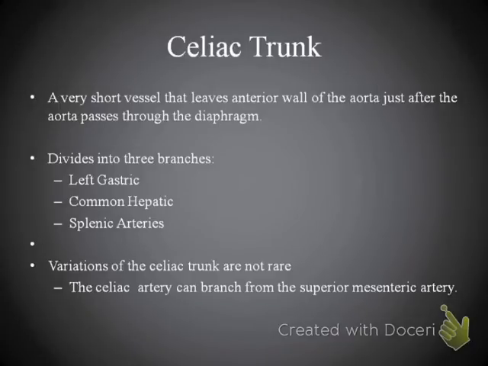So the celiac trunk. It's a very short vessel that leaves the anterior wall of the aorta just after the aorta passes through the diaphragm. It divides into three branches: the left gastric, the common hepatic, and the splenic arteries. Variations of the celiac trunk are not rare. Celiac artery can branch from the superior mesenteric artery as well.